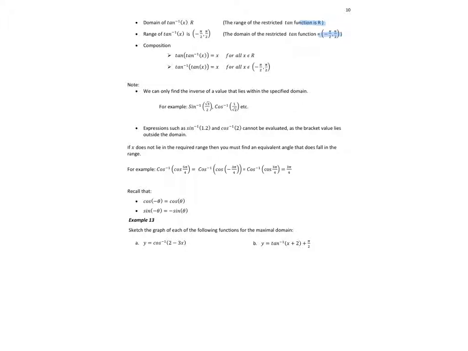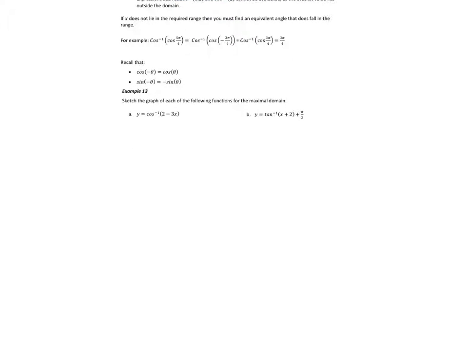Obviously, we can only evaluate an inverse trig function if the x value itself is within the required domain. So there's my standard ones. Obviously, something like this is undefined because there is no angle that gives me a sine value of 1.2 or a cos value of 2. All right, so let's have a look at a bit of graph sketching.